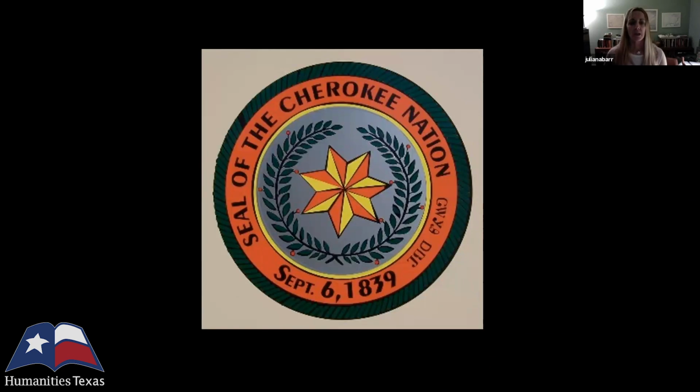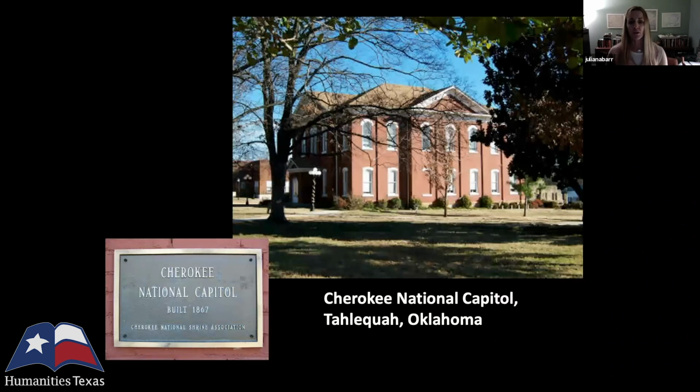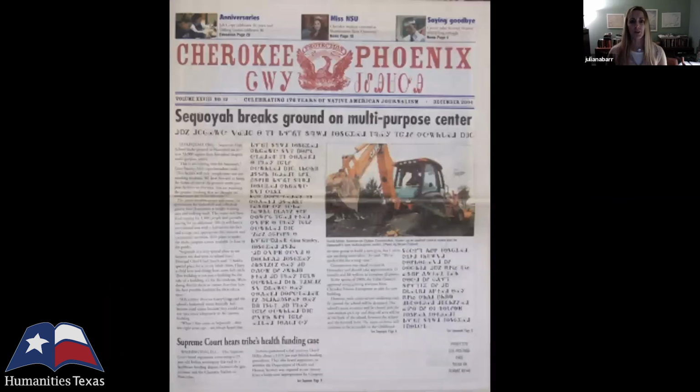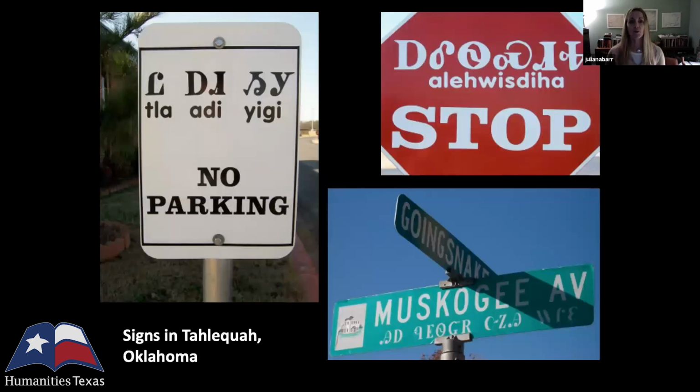So here is the national seal. Please note that it says 1839. So of course they are saying that we reconstituted this nation in the West in 1839. And so this marks this new beginning of our nation. You can go to Oklahoma and you can see the national capital of the Cherokee Nation in Tahlequah. You can still read the Cherokee Phoenix, which is published in both Cherokee and English. If you drive around Tahlequah, you will see many signs that are also in both languages.